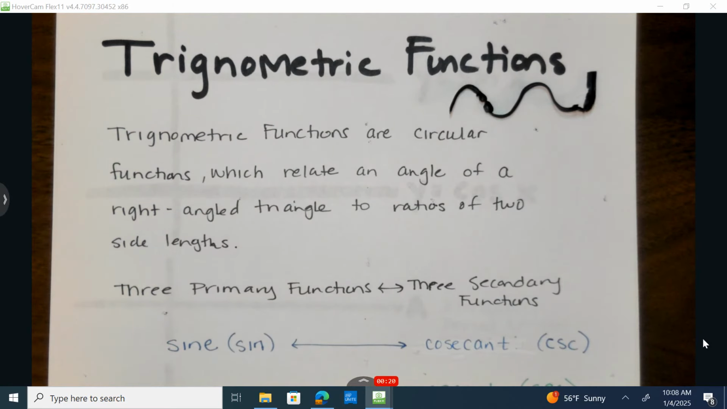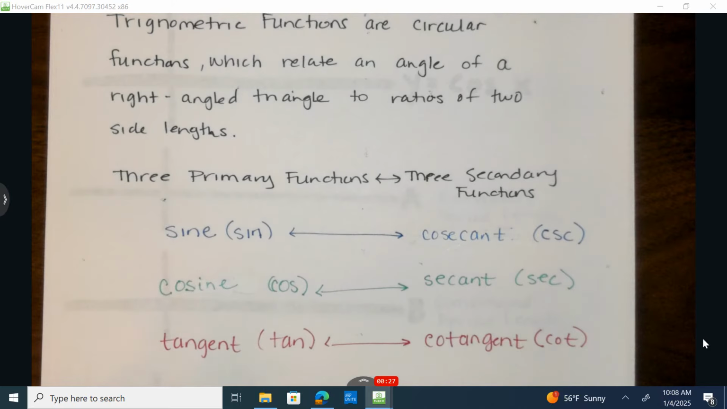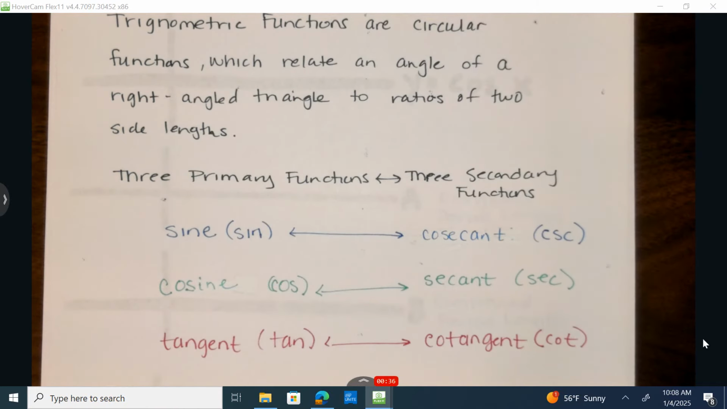You may have heard of the acronym SOHCAHTOA, and that relates to sine, cosine, and tangent. Now, we don't say the words sin, cos, and tan. Again, this is just going to be an abbreviation for sine, cosine, and tangent.